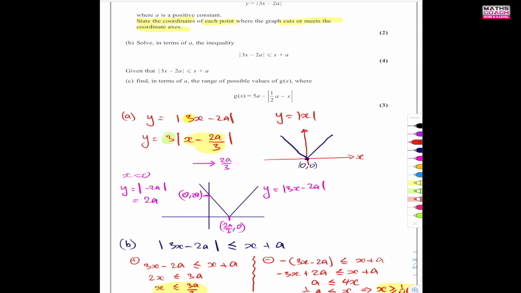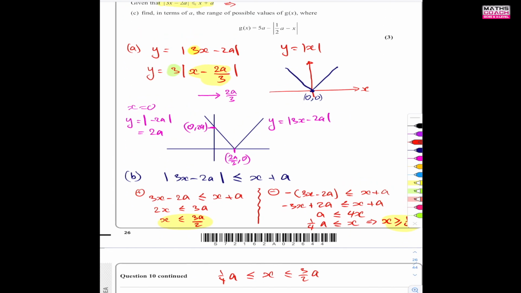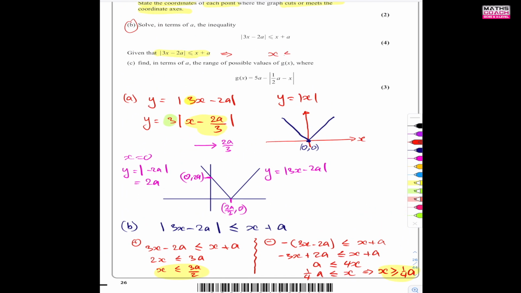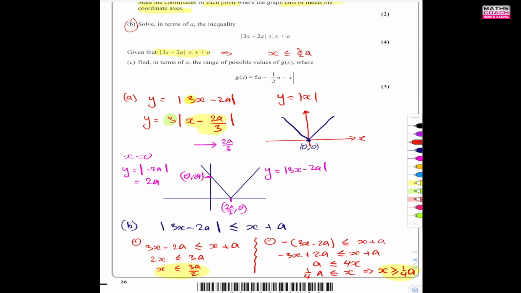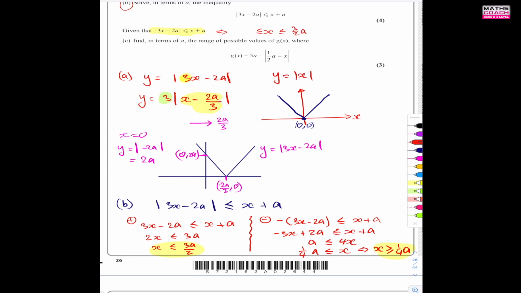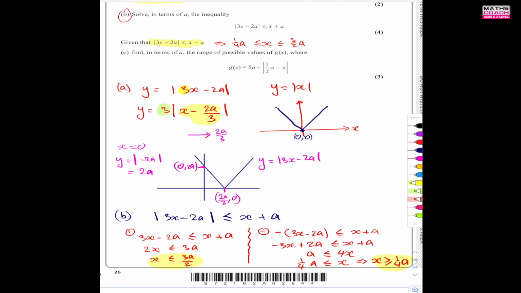Now, question C, given that the modulus of 3x minus 2a is less than a, that implies that the domain of g of x has to satisfy the solution we got from part B of this question, which is x has to be less than or equal to 3/2 of a, but more than or equal to a quarter of a. So this part tells us the domain of the function g of x.